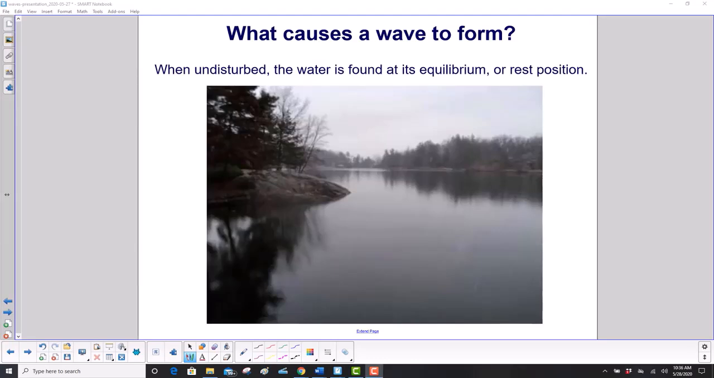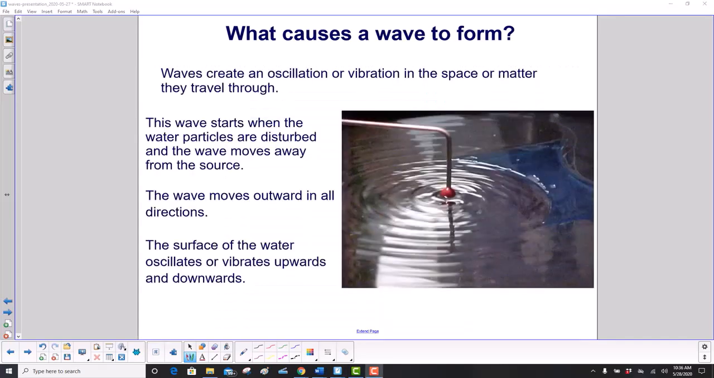When the water is undisturbed, it is found at its equilibrium or rest position. So here we have a very calm lake, and the water is not going up or down at all. We call that equilibrium. So how do these waves form? Well, what are waves doing? They are creating an oscillation or a vibration in the space or matter they travel through. That means it goes up and down, it's vibrating.